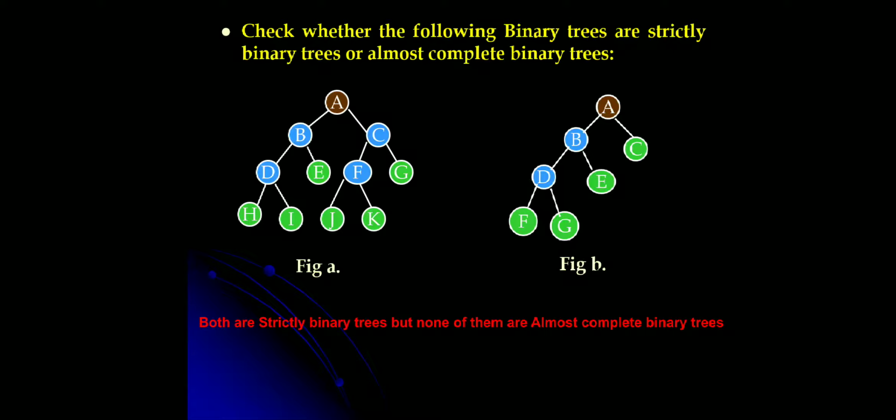So now try to examine whether the following diagrams are strictly binary trees and almost complete binary trees or not. Coming to the first figure, you can see the non-leaf nodes. A is a non-leaf node, it is having both left and right subtree. B is having both left and right subtree. C is having both left and right subtree. F is having both left and right subtree, and D is having both left and right subtree. Then the first diagram is a strictly binary tree.